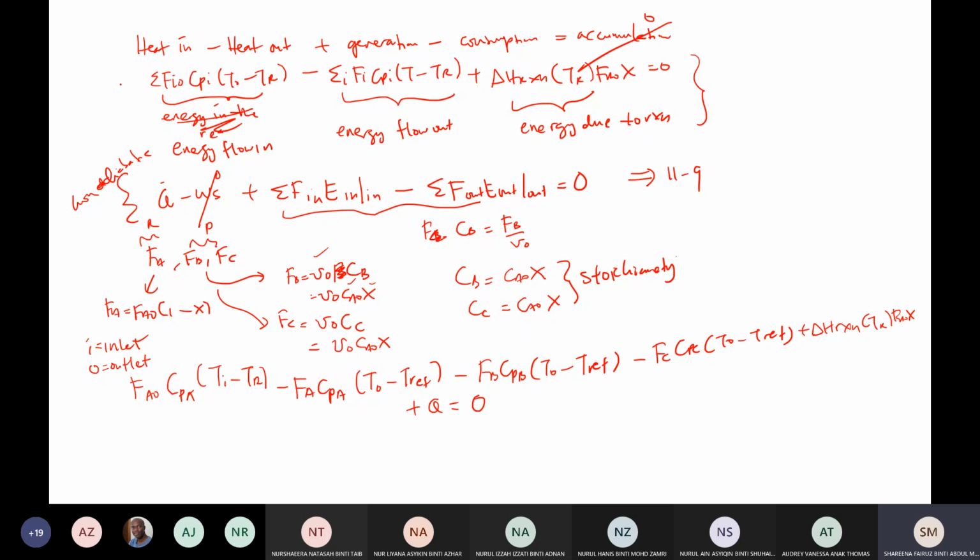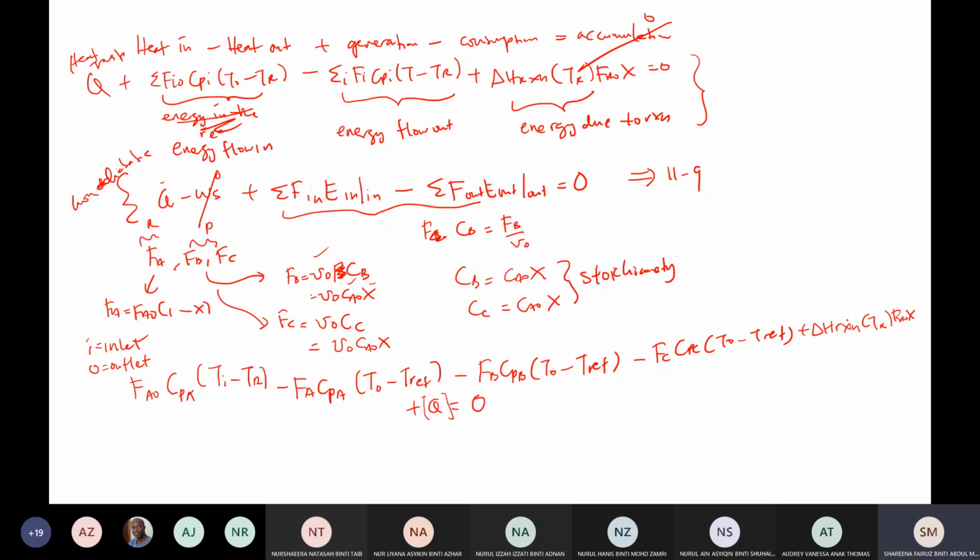This one we put as a Q because there is heat transfer. So we have a heat transfer, heat being transferred. From there, what you need to get is what is Q. FA0 is already given. FB find from here, FC find from here, from equation 2, and substitute FA, FB, FA0. Then CPA, CPB, CPC are given, and delta HRXN is also given.